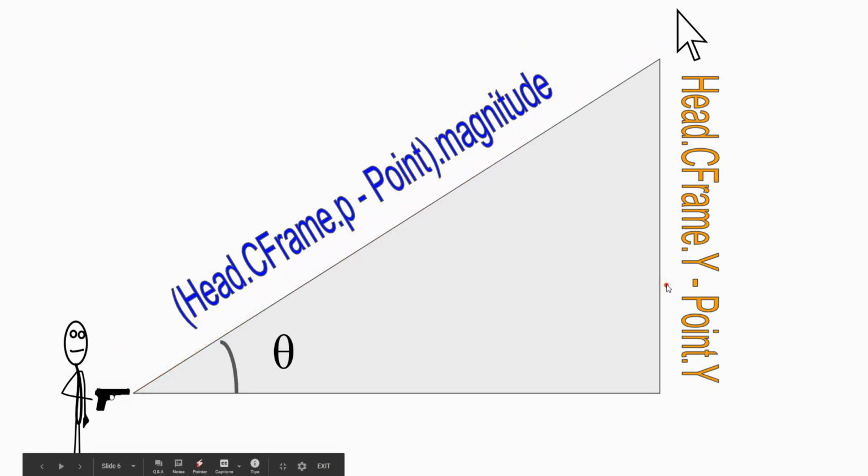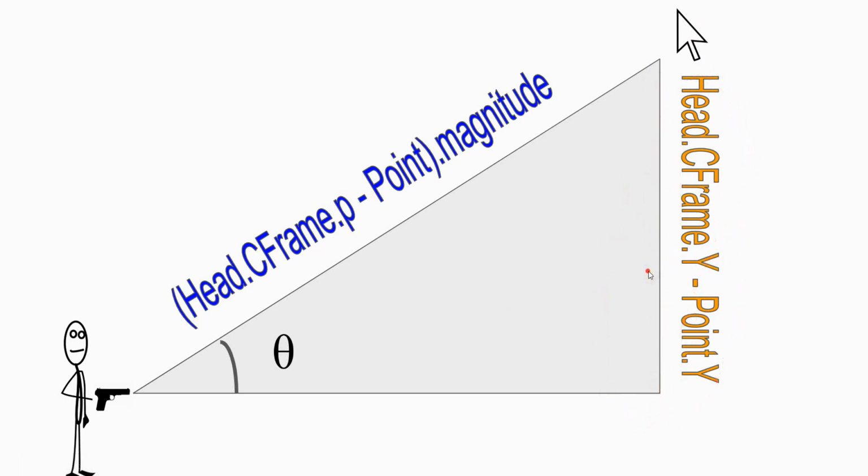To figure out the length of the opposite side, which goes from this corner up here down to the bottom corner, it's calculated with this line of code right here. The basic idea for this one is that we're going to take the height of the mouse and subtract it from the height of the head. The height of the mouse would be this part right here, point.y. And the height of the head would be this part over here where it says head.cframe.y. Then they're subtracting those two values to get the length of this side right here.